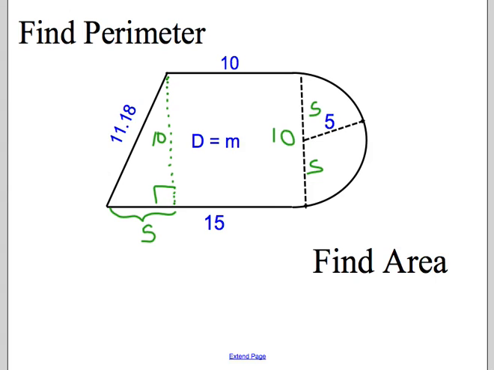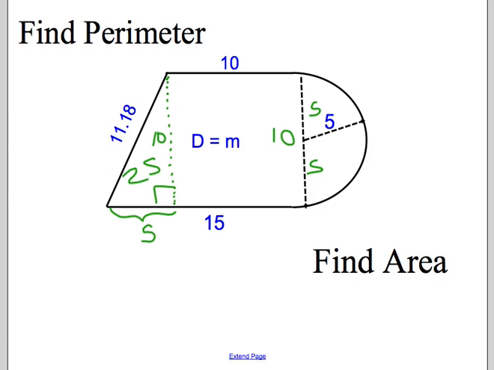So I have base times height. 5 times 10 is, class? 50. Divided by 2, and then it's a triangle. Divided by 2 is 25. We have to divide it by 2.